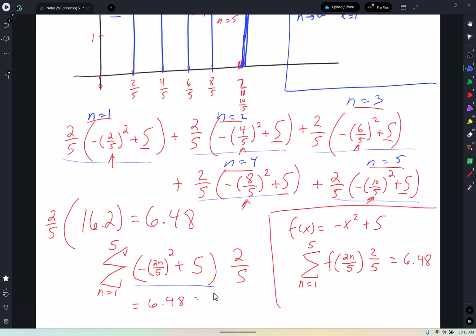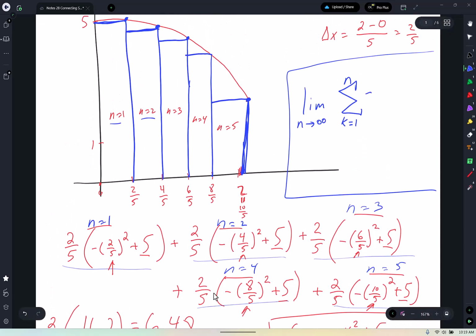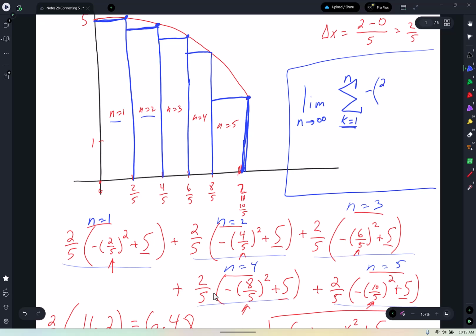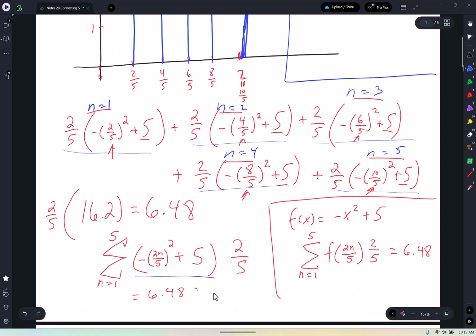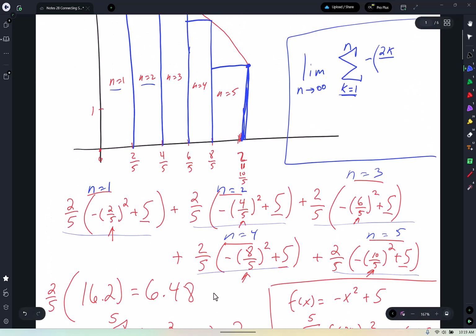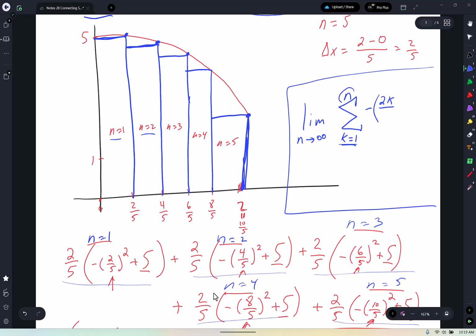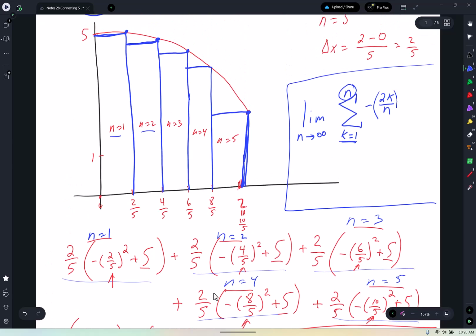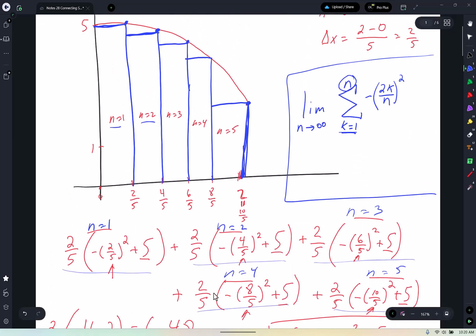Let's do this one. I'm going to type negative, parenthesis. Now remember, we started with the kth rectangle. So I'm going to write 2k over, how many rectangles do I have? In this one, I had 5 rectangles. On this one, I have how many? So I put n in the bottom. See? 2k over n, and then I close it with a squared, and then I put plus 5. And then I'm going to put a parenthesis on all that.